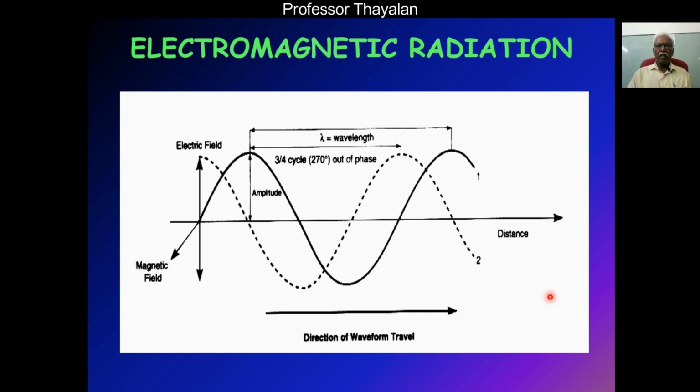In general, electromagnetic radiation is nothing but radiation which possesses electric field and magnetic field and propagates in space in the form of waves. The distance between the two consecutive crests is known as wavelength. It travels with the velocity of light.